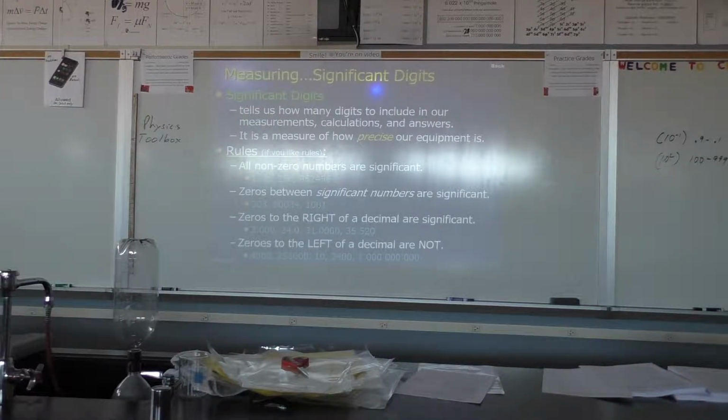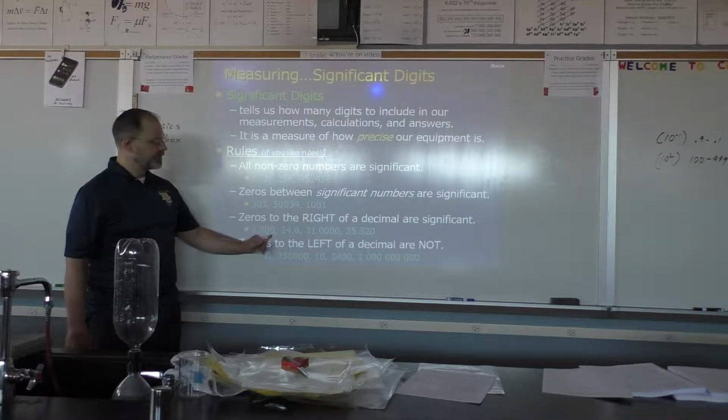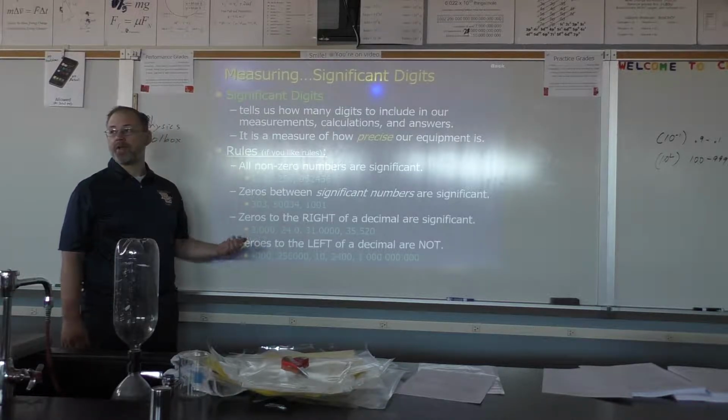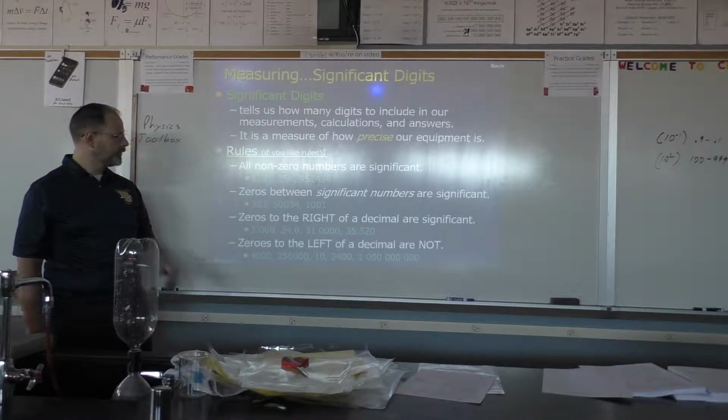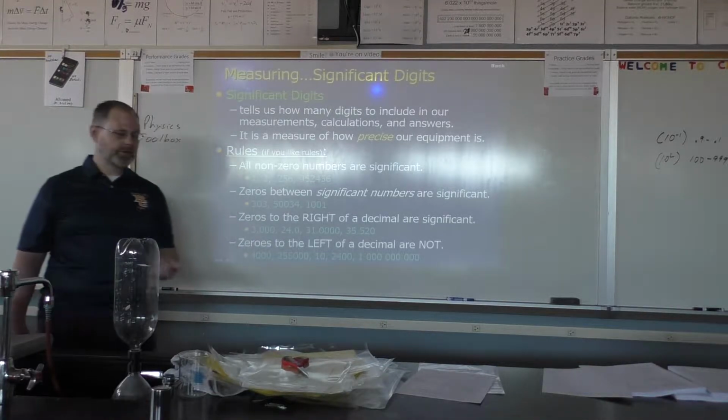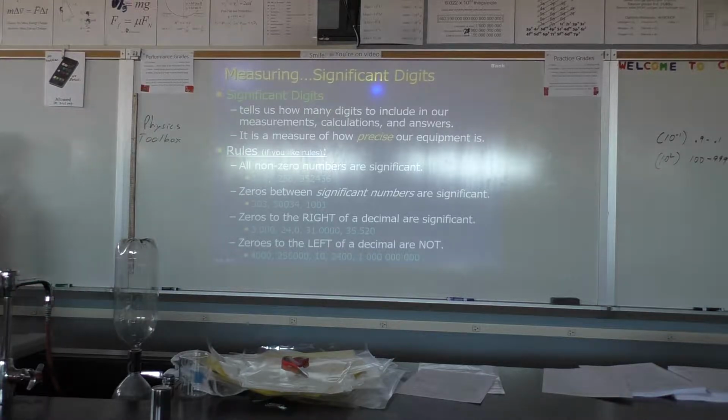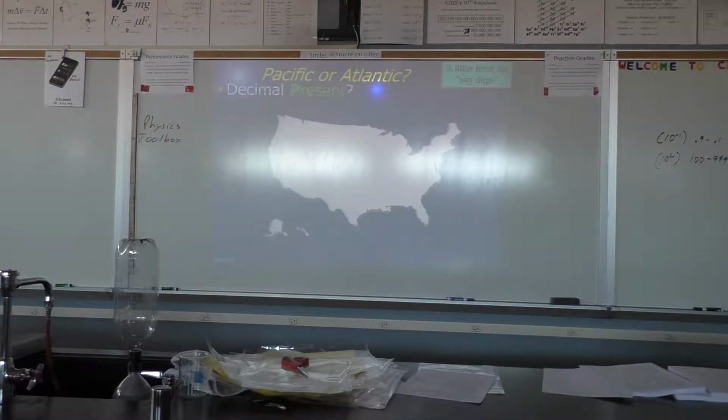All right, so those are the rules. If you like rules, those are the rules. The trickiest thing is if a number has a decimal with zeros, those zeros after the decimal are significant because they're numbers of precision. Zeros between significant numbers are significant, and the zeros that push a number bigger are not significant. And here's the fun little trick. You ask yourself, is the decimal present? When you're looking at a number and determining how many significant digits it has, you ask yourself, is the decimal present? If the decimal is present, then you count from the Pacific.